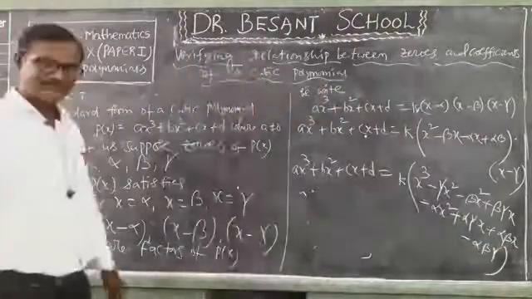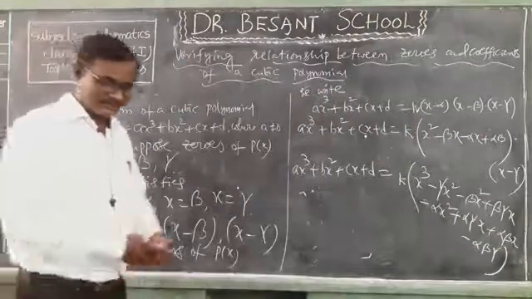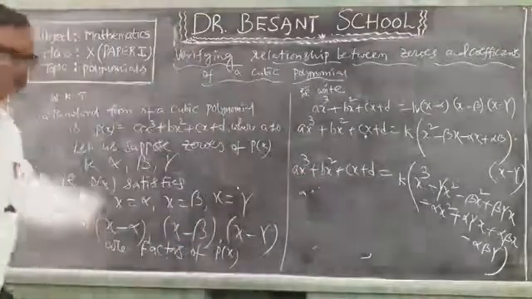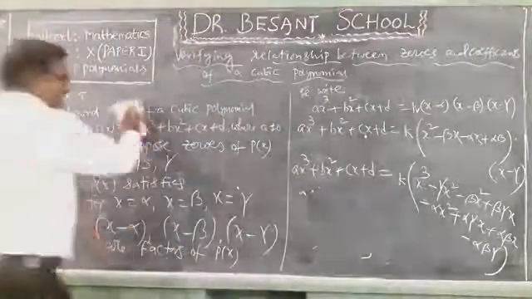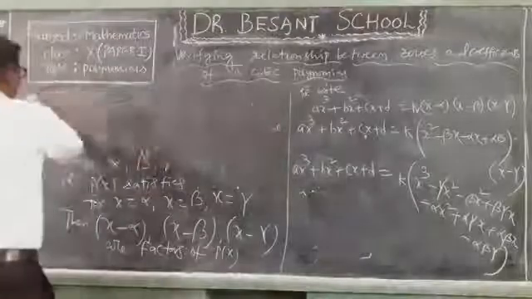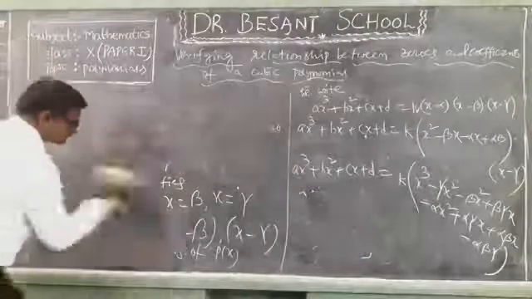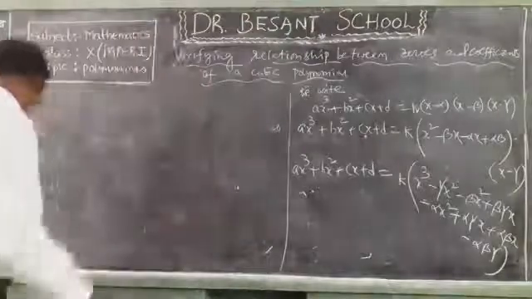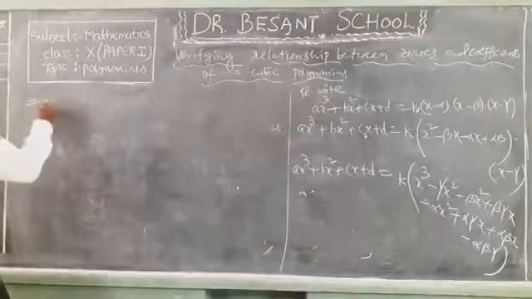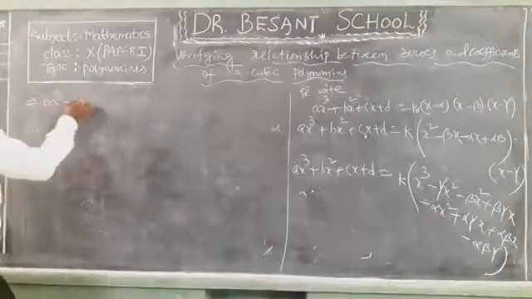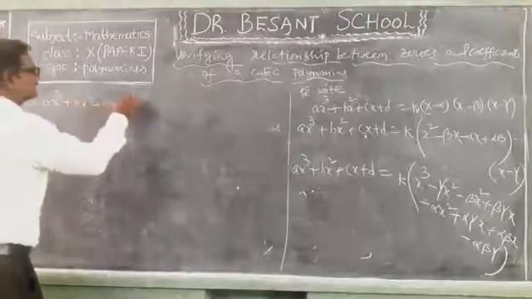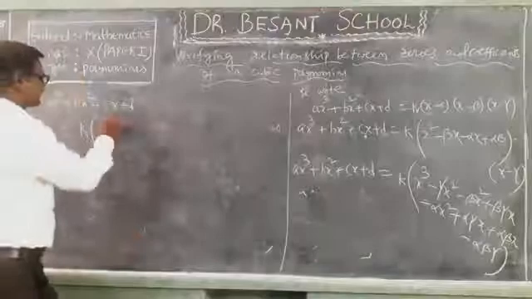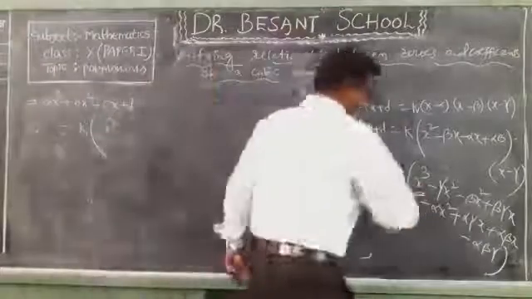Okay children? Yes? Did you understand up to here? So can I rub this one? Yes. Now observe. Verify children. Here on the left side we have ax cube plus bx square plus cx plus d is equal to, on the right side we have, first I will write x cube.